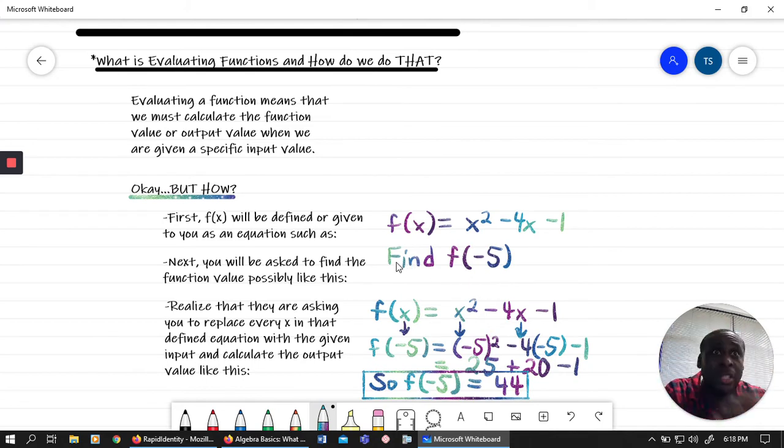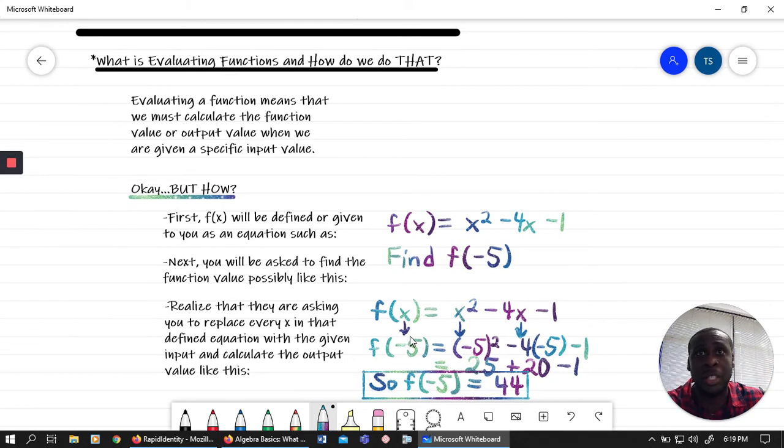But again, using the function notation, it would be written as find f of negative 5. And if they do that, you have to realize, folks, that they are only asking you to replace every single x value in that equation here, here, and here. Wherever you see an x value, replace that x value with the given input value. And once you have replaced every x value in that equation with the given input value, then calculate it. As a result of that calculation, you are going to get your output value. You're going to get that function value, what f of negative 5 actually is in this particular case.